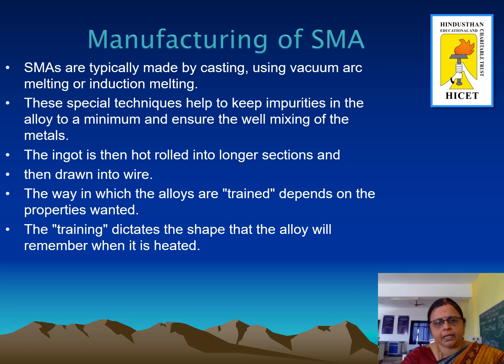Manufacturing of SMAs. SMAs are typically made by casting using vacuum arc melting or induction melting. These special techniques help to keep impurities in the alloy to a minimum and ensure the good mixing of the metals. The ingot is then hot rolled into longer sections and then drawn into wire. The way in which the alloys are trained depends on the properties wanted. The training dictates the shape that the alloy will remember when it is heated.